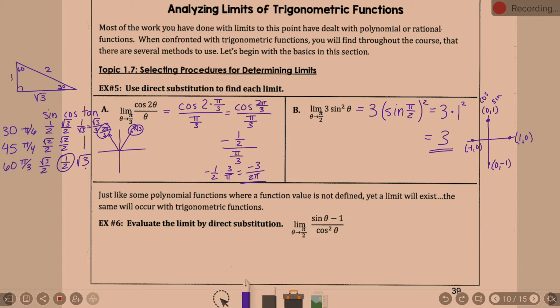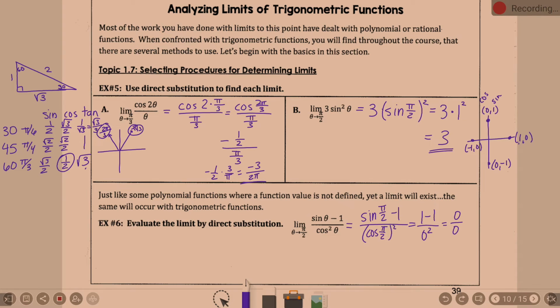Okay, so let's do it. Sine of pi over 2 minus 1 over cosine of pi over 2 quantity squared. Right? There's a problem. Sine of pi over 2 is 1. So 1 minus 1 on top is going to be 0. Cosine of pi over 2? 0. 0 squared is 0.